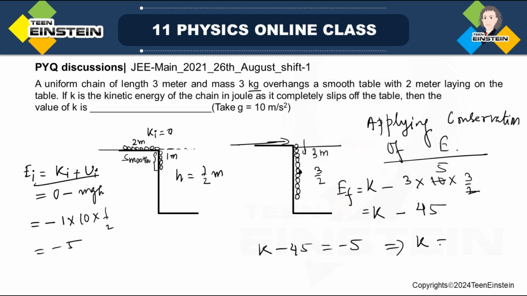K is equal to 45 minus 5, that is 40 joule. This will be the answer. Let me tell you whether we have got the correct answer or not. Yes, this is the correct answer. So this is 40 joule.